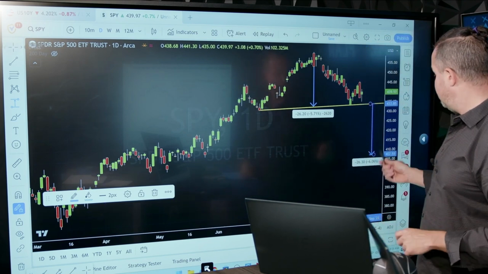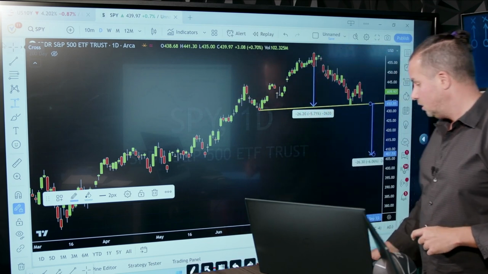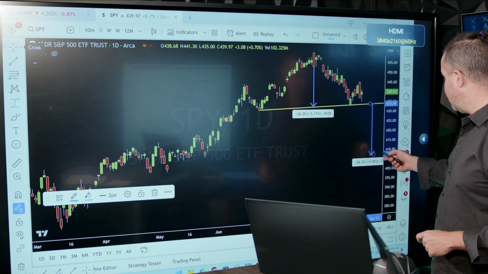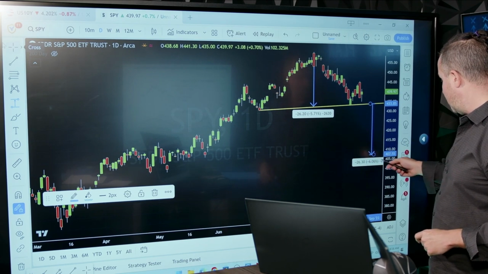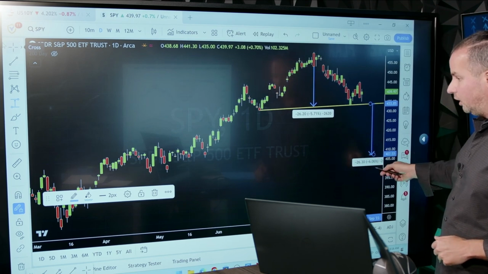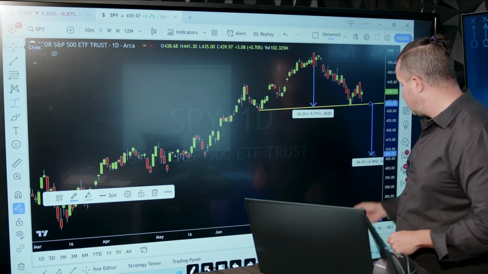So basically, if this plays out, I hope you guys can see this, you have essentially a target of right down here, at 407 as a target price on the head and shoulders. So that's pretty crazy, guys. That's actually pretty amazing.